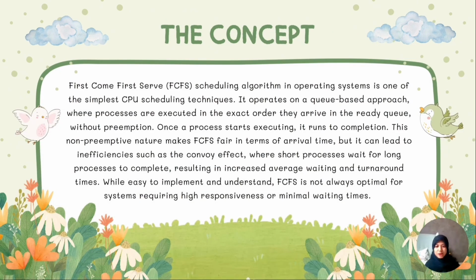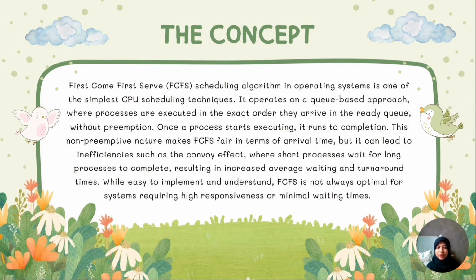So the concept. First come first serve, also known as the FCFS scheduling algorithm in operating systems, is one of the simplest CPU scheduling techniques. It operates on a queue-based approach where processes are executed in the exact order they arrive in the ready queue without preemption. Once a process starts executing, it runs to completion.